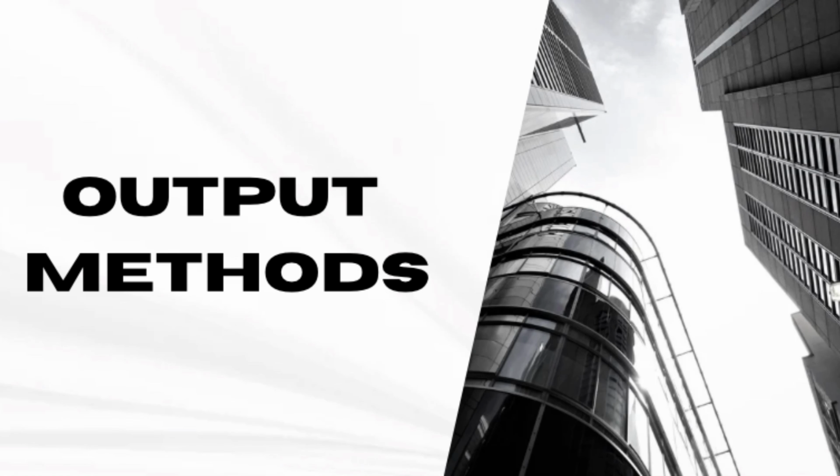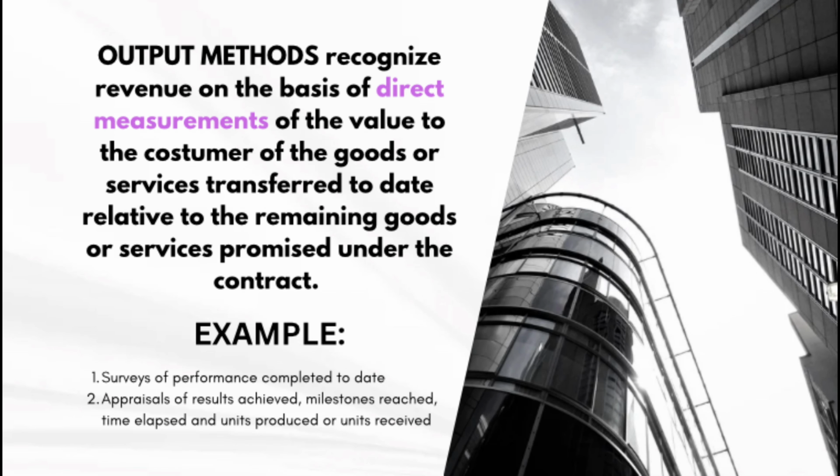Let us now proceed to the output method. Output methods recognize revenue on the basis of direct measurements of the value to the customer of the goods or services transferred to date relative to the remaining goods or services promised under the contract. There are two examples: the survey of performance completed to date and appraisals of results achieved, milestones reached, time elapsed, and units produced or units received.